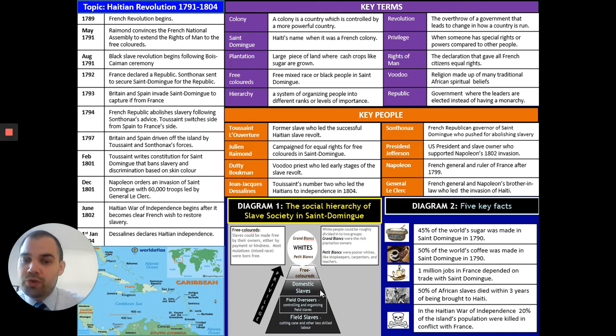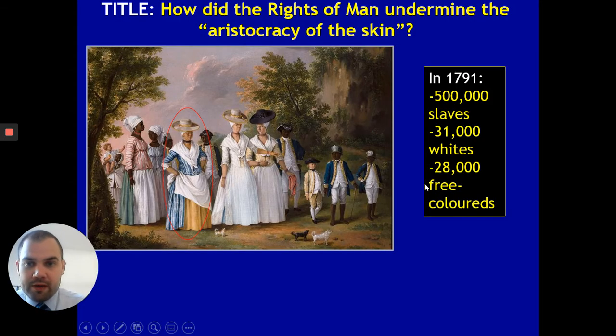And also, we saw that there was this really important middle group in Haiti called the Free Coloreds, who were of mixed race heritage, who would often have white French fathers. They'd often be African slaves who had managed to save up enough money to free themselves, which is what happened with Toussaint. Actually, Toussaint was a free colored, even though he was fully African. He'd been able to save up enough money to free himself.